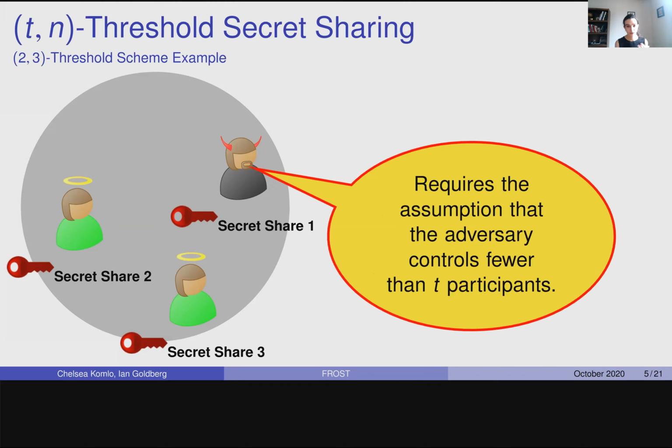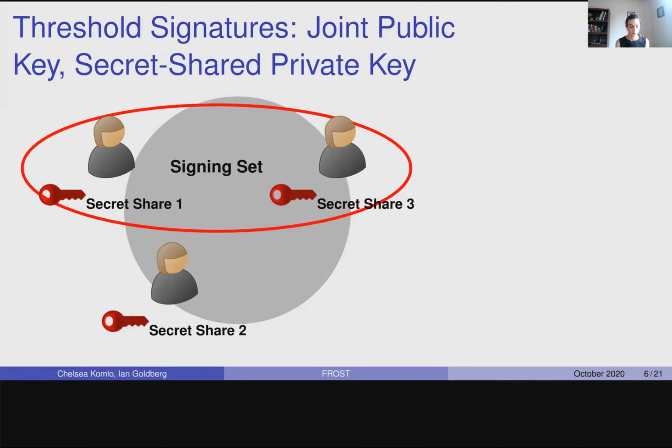But this does require the assumption that the adversary controls fewer than 2 participants in order to remain secure. So when we talk about security in threshold schemes, we talk about security underneath some level. The adversary is allowed to compromise up to some number of actual participants, so long as it doesn't exceed the threshold or some other number. Okay, so that's threshold secret sharing more generally.